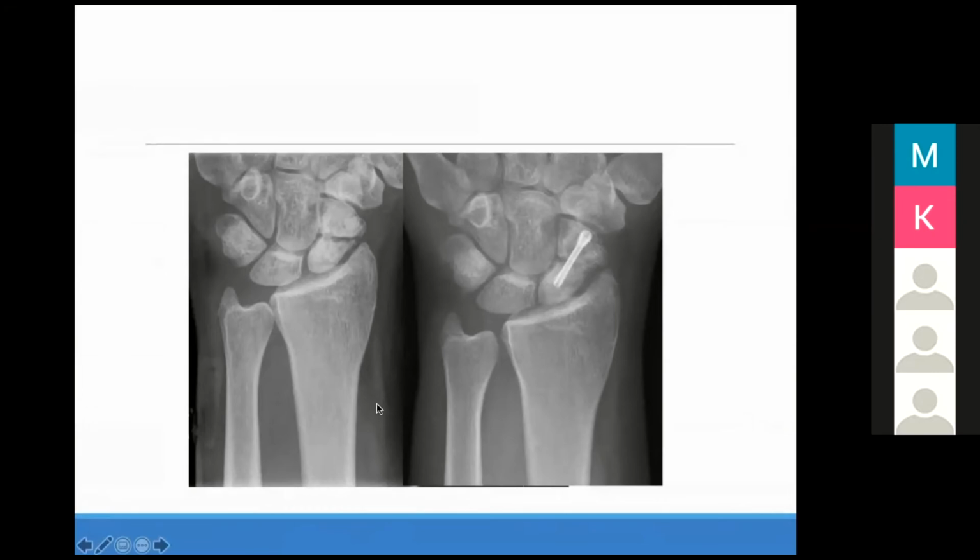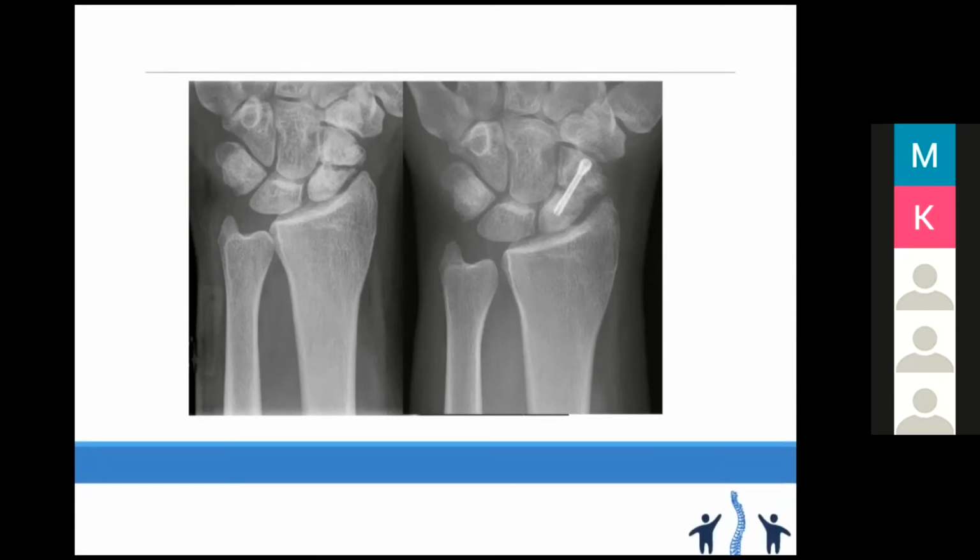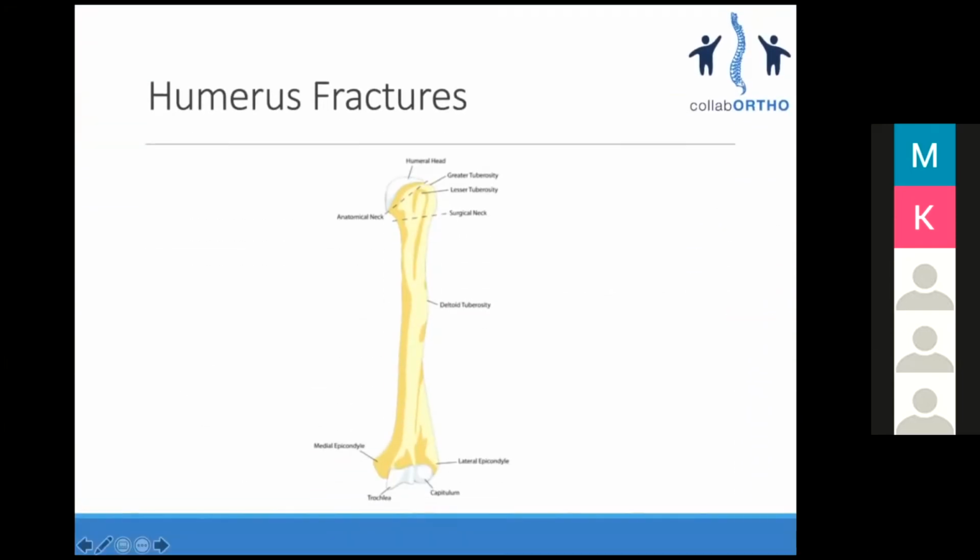So here on the left, you can see a displaced scaphoid fracture. You can see this fracture gap here, which is not acceptable, and this patient will develop avascular necrosis. So you want to reduce that and reduce the risk of AVN by fixing it. So what they've done here is just put a cannulated screw through. That's literally scaphoids in a nutshell. Any questions?